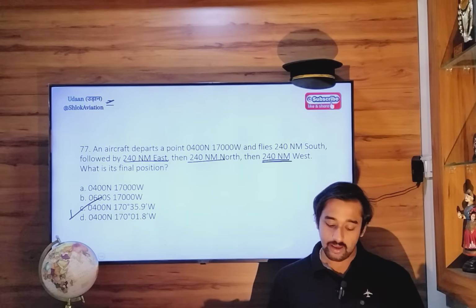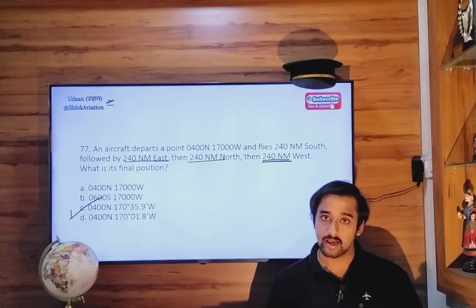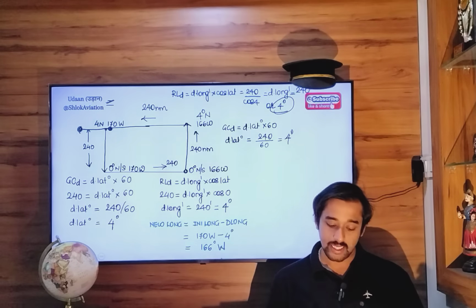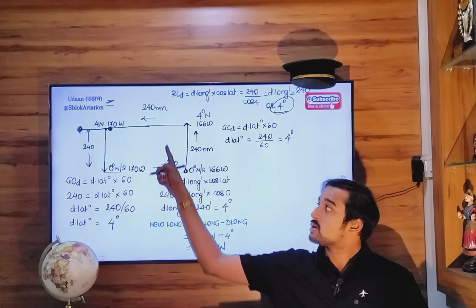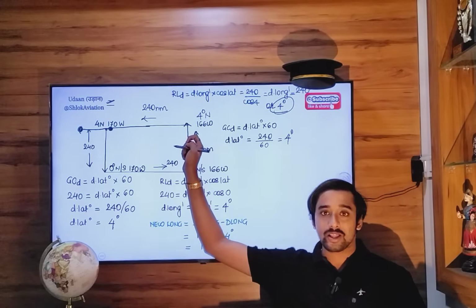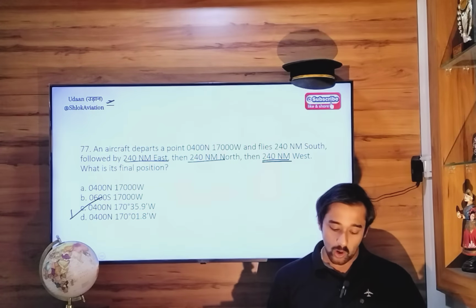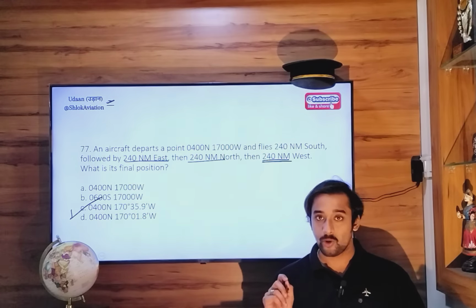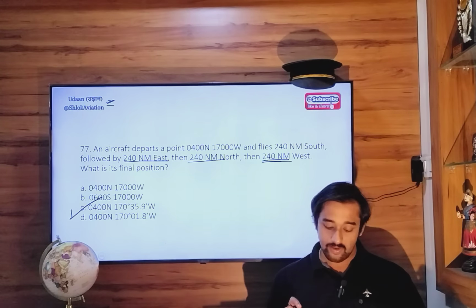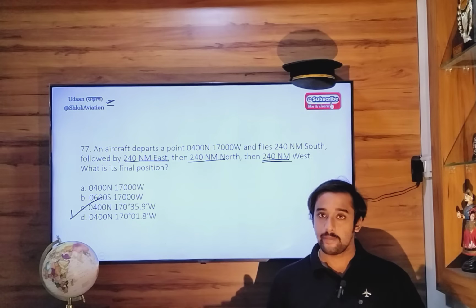So even if you're getting 170 west accurately, you should know that due to convergency of meridians, 240 nautical miles at the equator will not be equal to the same 240 nautical miles at 4 degrees north latitude. It will be beyond that. So beyond that, there are only two options: 170 degrees 35.9 minutes west, 170 degrees 1.8 minutes west. It's safer to go with option C.